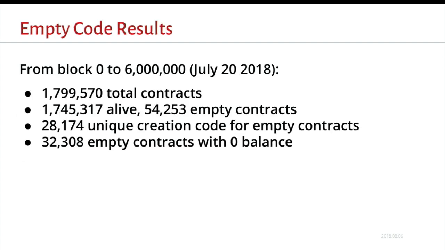So finally, some results that we can talk about. I queried from block 0 to 6 million. That was from a few weeks ago. And found out that there have been about a total of 2 million contracts created in the Ethereum network on mainnet. And of those, about 55,000 are empty, the 0x.